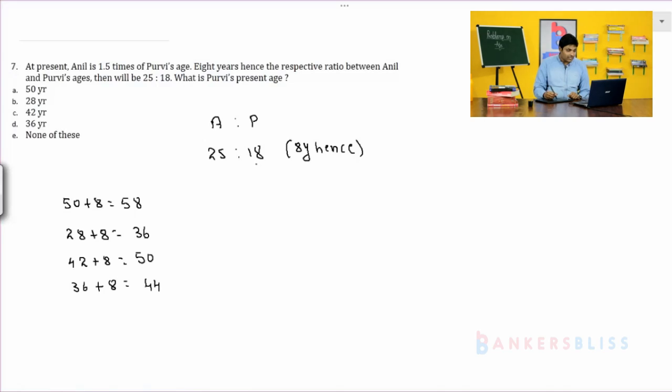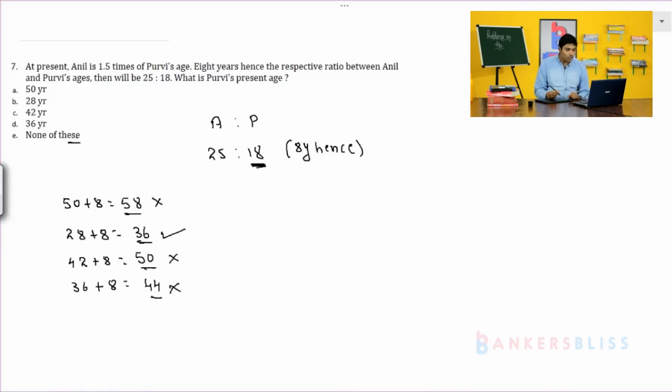So after 8 years, the age of Purvi should be divisible by 18, because the ratio of Anil to Purvi is 25:18. So which is the option which is divisible by 18 after 8 years? The first option says 58. Is 58 divisible by 18? No. 36, 18 twos are 36. Yes, it is divisible. Next, 50, is it divisible? No. Next, 44, it is also not divisible by 18. So option 36 is the answer.